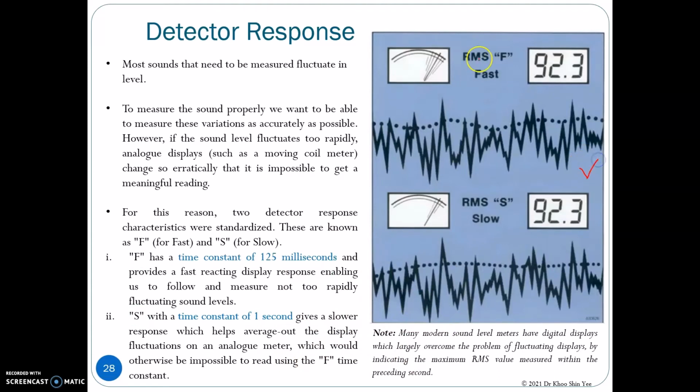In this figure, it shows that if you choose the fast mode, the meter needle fluctuates too rapidly, where the fluctuation of the value is more than 4 dB, for example from 92.3 to 97. In this case, we cannot read the RMS value clearly. Therefore, fast mode is not suitable to read the RMS value here. We have to change it to the slow mode, where the fluctuation is lower and the displayed dB is more stable, fluctuating around 1 dB.